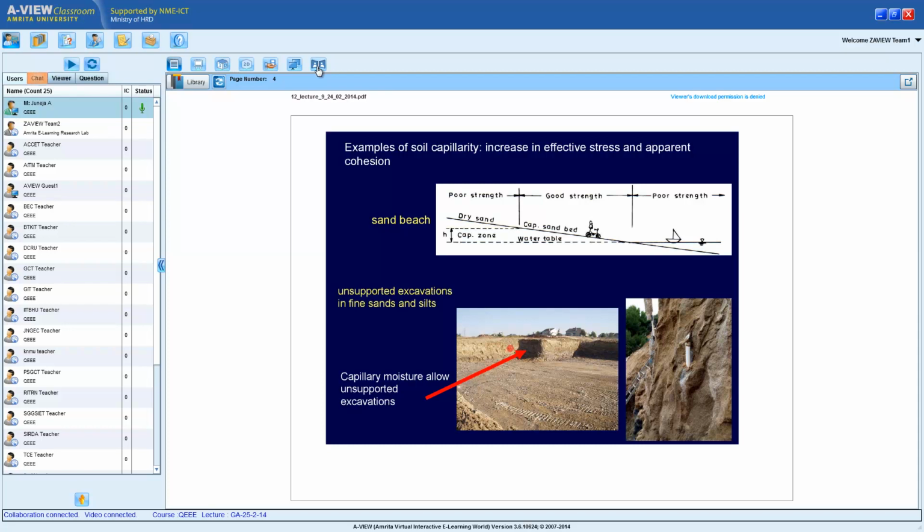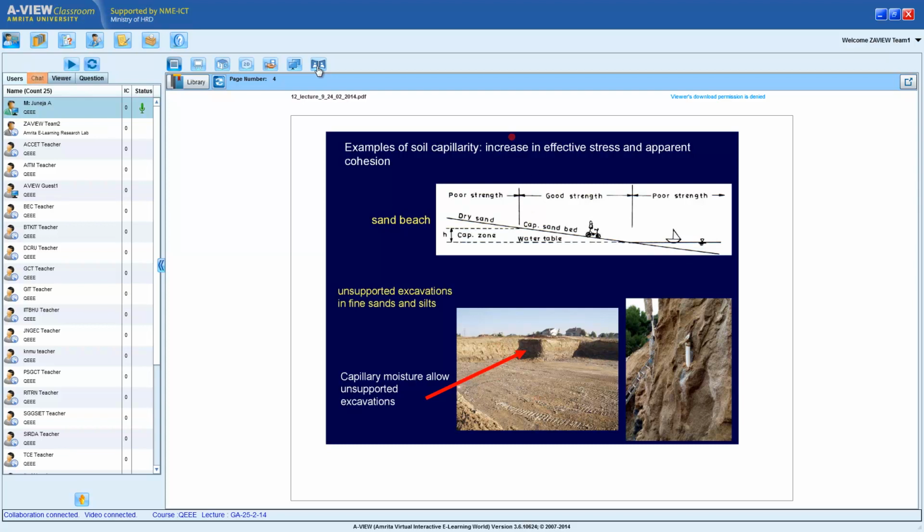These sides are prone to collapse because the heat of the sun would destroy the soil capillarity, and as a result, these sides are prone to collapse if not left supported for a long period. So it needs support. Whereas the sides which remain under shadow would need less support, or they can remain unsupported for a longer period because of the soil capillarity.